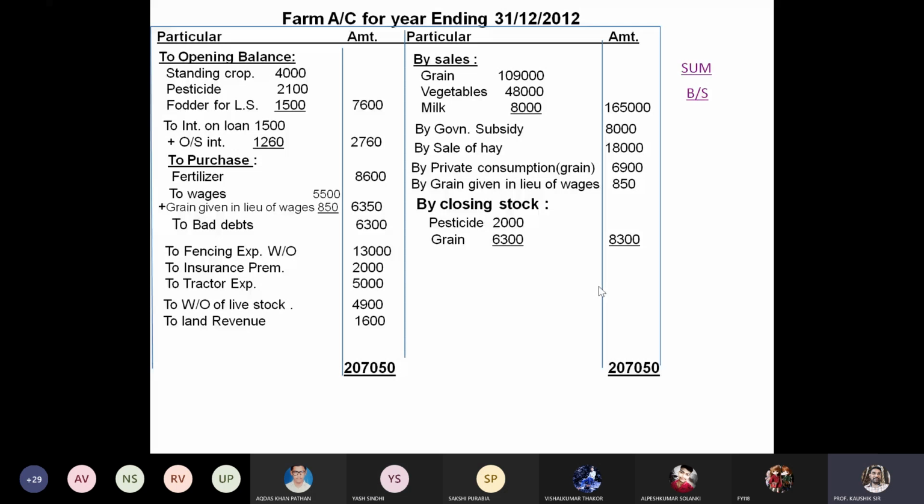2,46,200 is correct, sir. बैलेंस शीट નથી દેખાતી. 2,46,200. पर बैलेंस शीट नहीं देखा. So balance 2,46,200. I will try again. Don't worry.